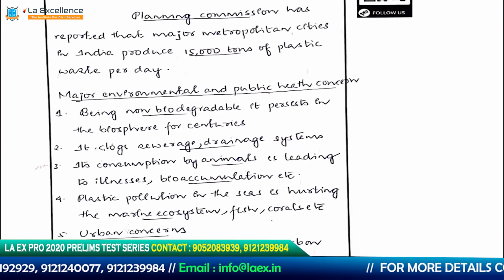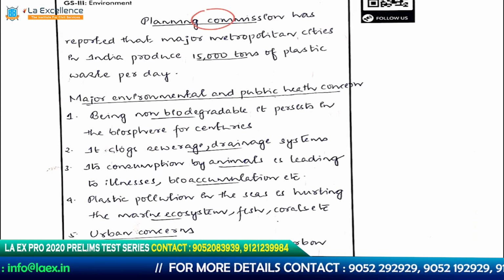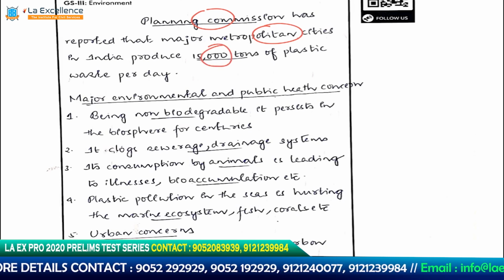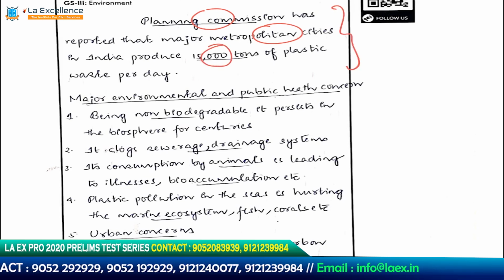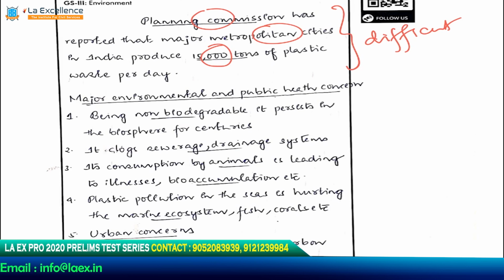This person starts with a fact. He has a report in hand. Planning Commission has reported that major metropolitan cities in India produce 15,000 tons of plastic waste per day. Okay, so this is a very difficult fact to remember. I don't know how this person has managed to remember this, but don't worry about it.